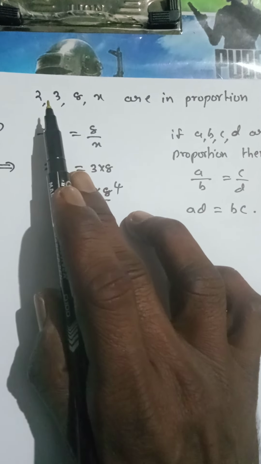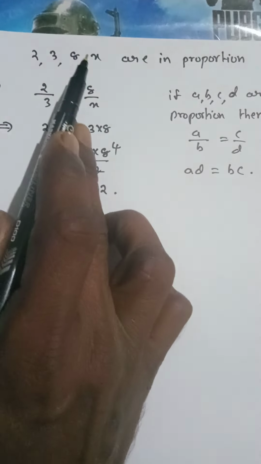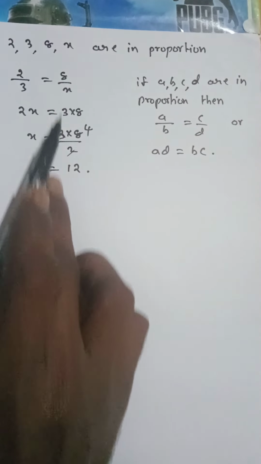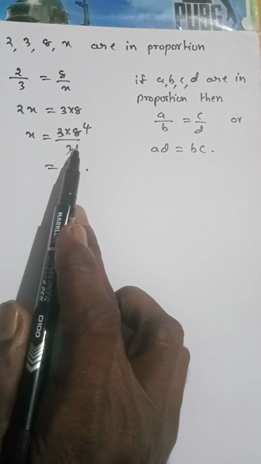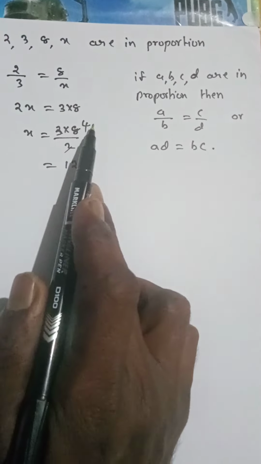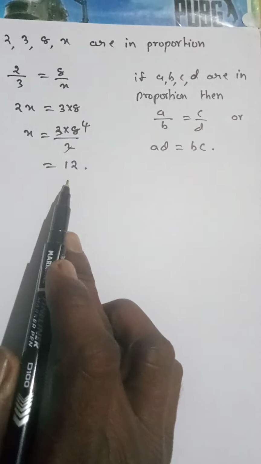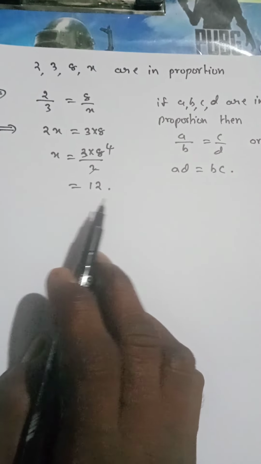Now what I am doing here: the problem itself says that 2, 3, 8, x are in proportion, so we write 2 by 3 must be equal to 8 by x. That is the same as writing 2 into x is equal to 3 into 8. Then x must be equal to 3 into 8, and sending 2 to the right hand side it becomes divided by 2. After cancellation by 2, 3 into 4 is 12 will come. This is the value of x.